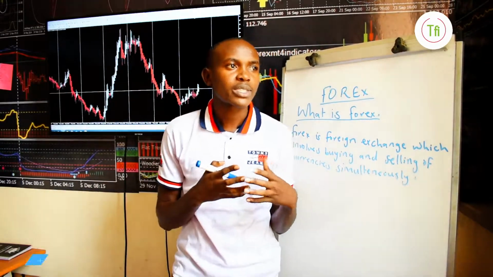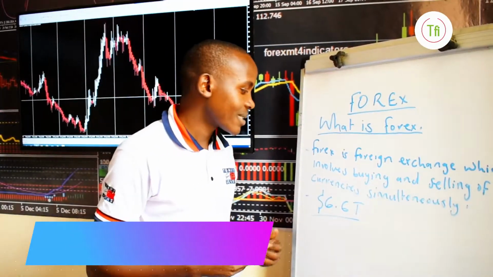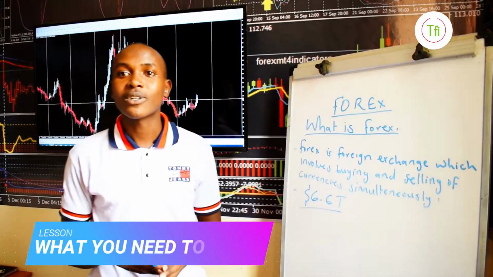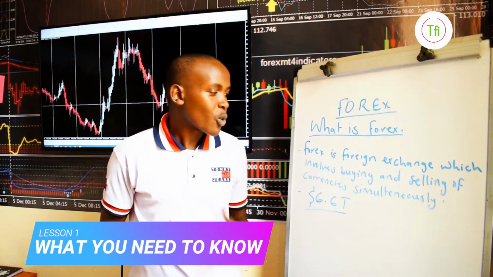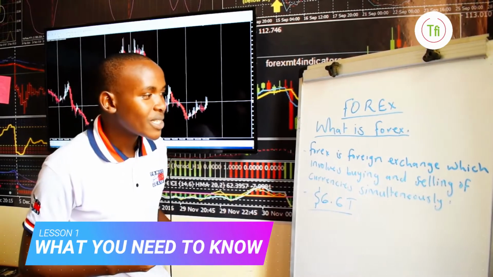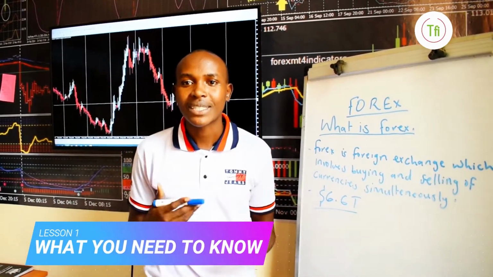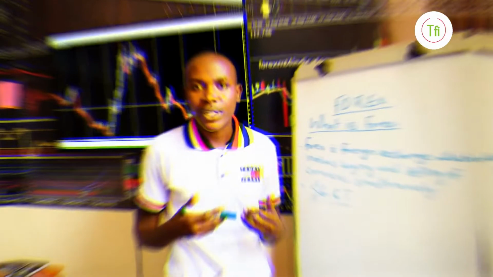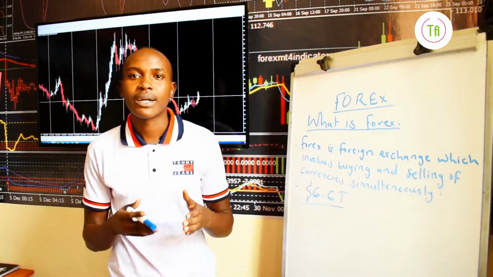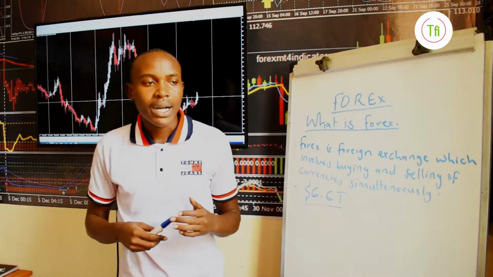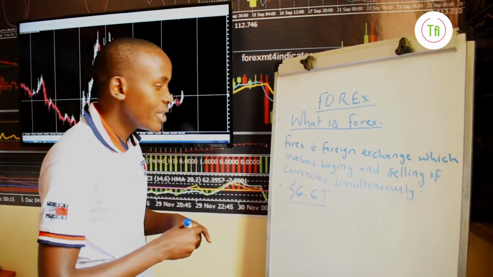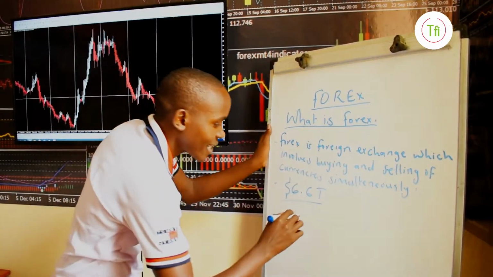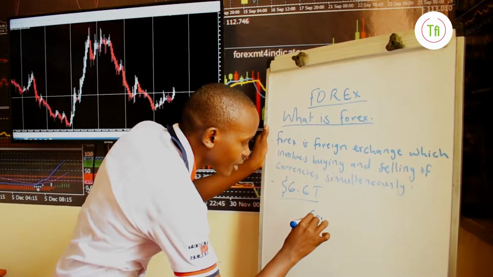Talking about forex, we say that forex is a global market with a daily turnover of $6.6 trillion. When it comes to trading forex, you'll be buying and selling currencies, depending on fluctuations in prices. In trading forex, we'll be dealing with different assets, and the first thing that we'll be dealing with is commodities.